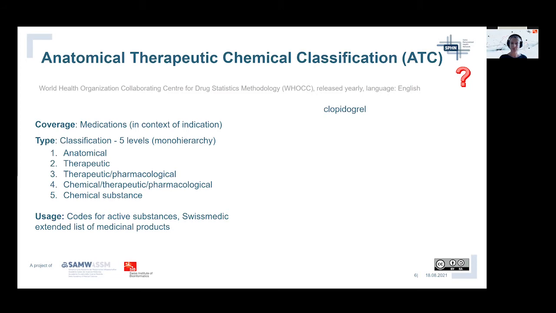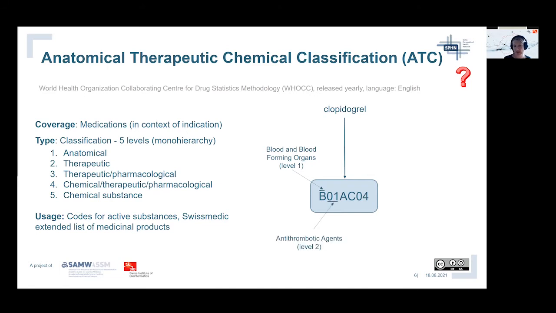with one example. For example, the substance of clopidogrel. How does the code look like in ATC for this substance? It is B01AC04. So a code looks more or less like this in ATC. And what does it mean? B, for example, stands for that this substance is in the hierarchy of ATC in the category of blood and blood-forming organs. And then with each part of this code, you can get more information.